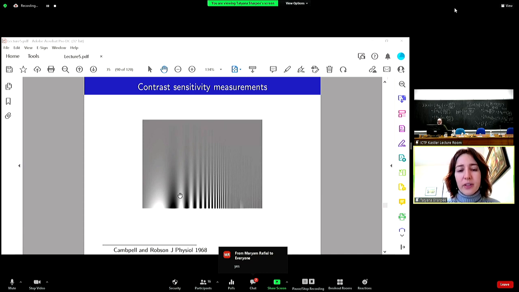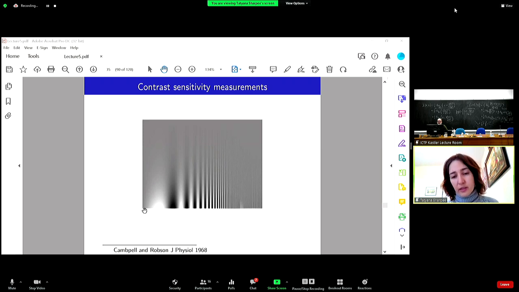What is shown here are the sinusoids. It's a modulated sinusoid, and the frequency is increasing from low frequencies to high frequencies. And the contrast steadily decreases from this part of the curve to this part.